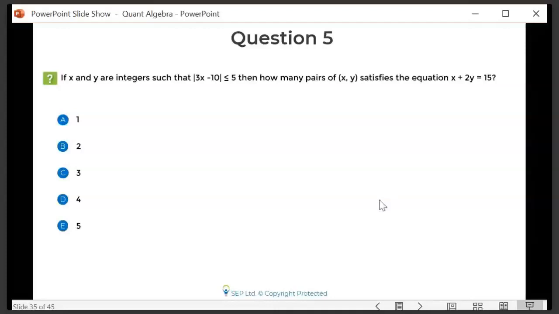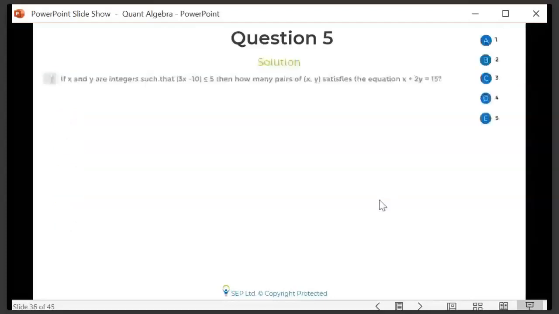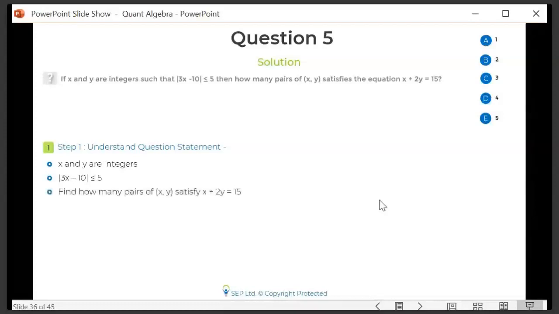Okay. So very quickly, let's discuss how to solve this question. Here, the most important information that is given is that x and y are integers. Now, ideally, as I've told you before, write down all the information even if it seems trivial. So they are integers. We know that mod of 3x minus 10 is less than or equal to 5. And we need to find out how many pairs of x and y satisfy the given equation, that is x plus 2y is equal to 15.